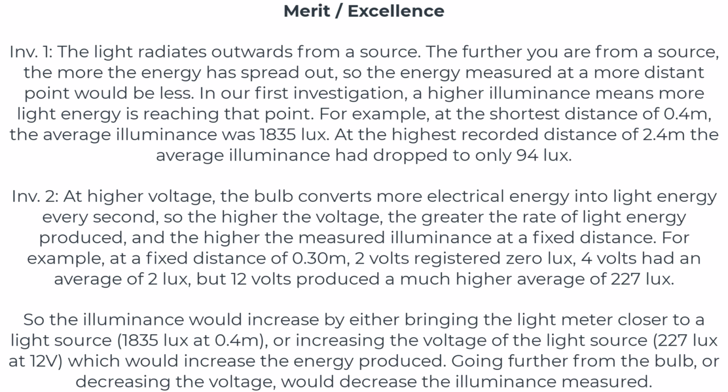So the explanation for the first investigation: the further you are from a source, the more the energy has spread out from that source, and so the energy measured at a more distant point would be less. For the second investigation, at higher voltage, the bulb is converting more electrical energy into light energy every second, and so the higher the voltage, the greater the rate of light energy produced, and the higher the measured illuminance at a fixed distance. So with that statement, we've explained how the concept relates to the phenomenon, and then the next sentence draws on processed evidence.